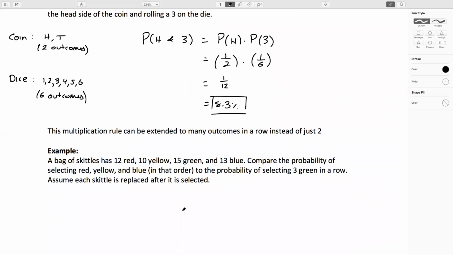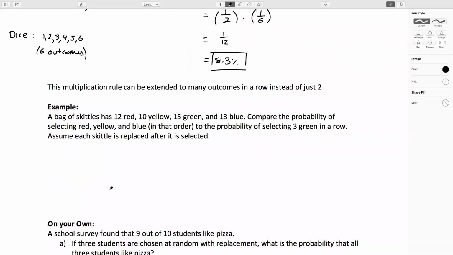This multiplication rule can be extended to many outcomes in a row, and it's not exclusive to just 2. Up until this point, we have focused on just 2 outcomes, like flipping a head and rolling a 3. Now we can have a series of things happening, and we can use the same rule where we just multiply the outcomes because they're non-conditional, they're independent.